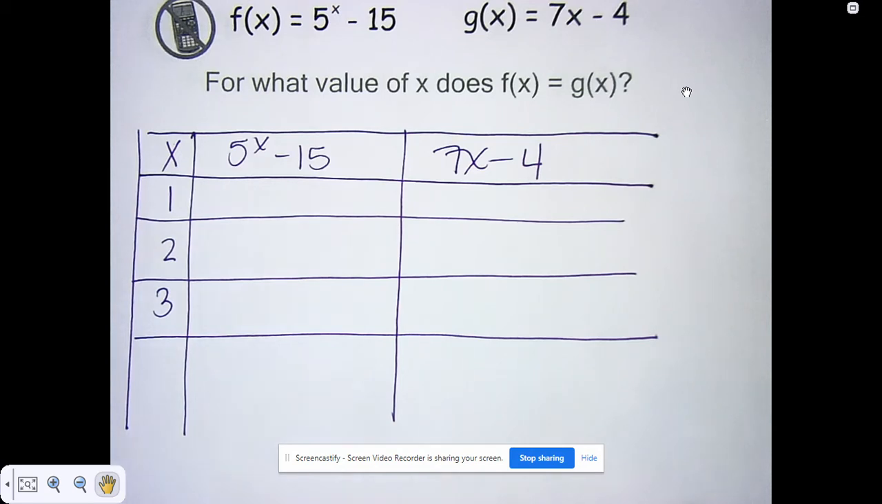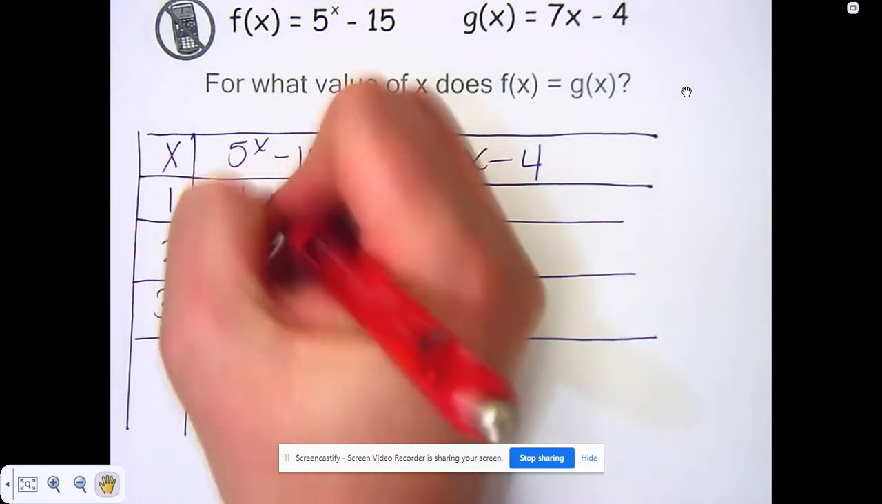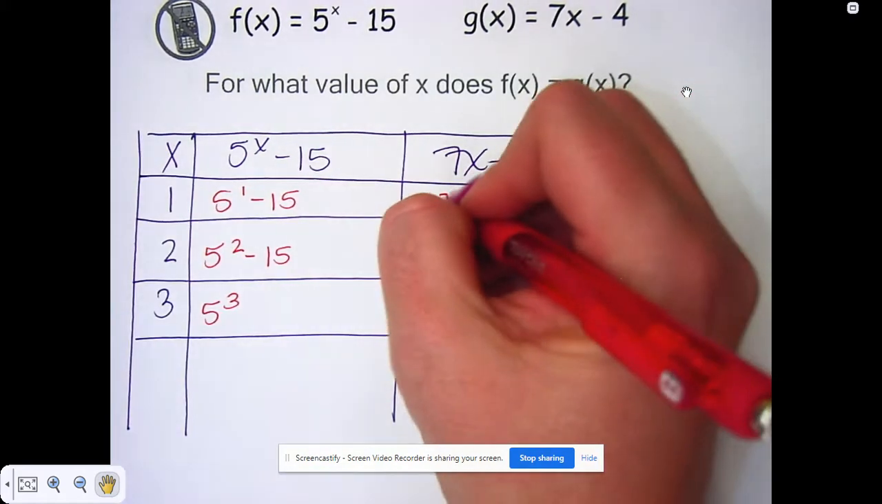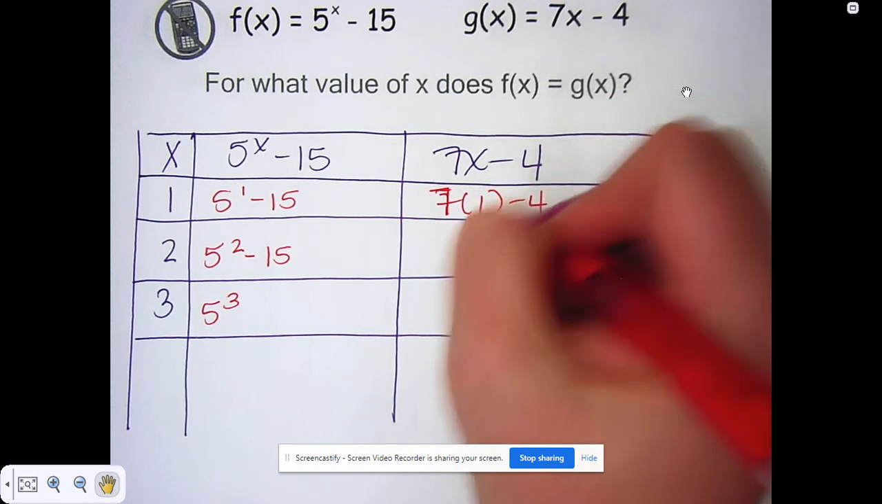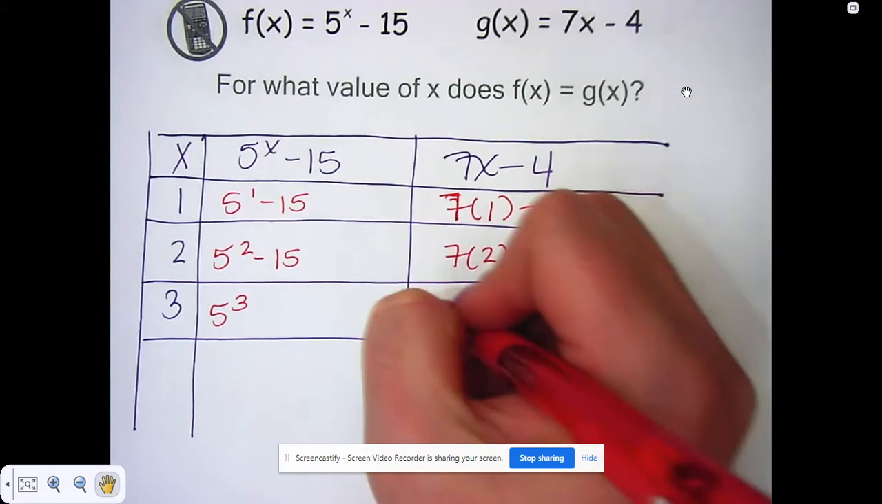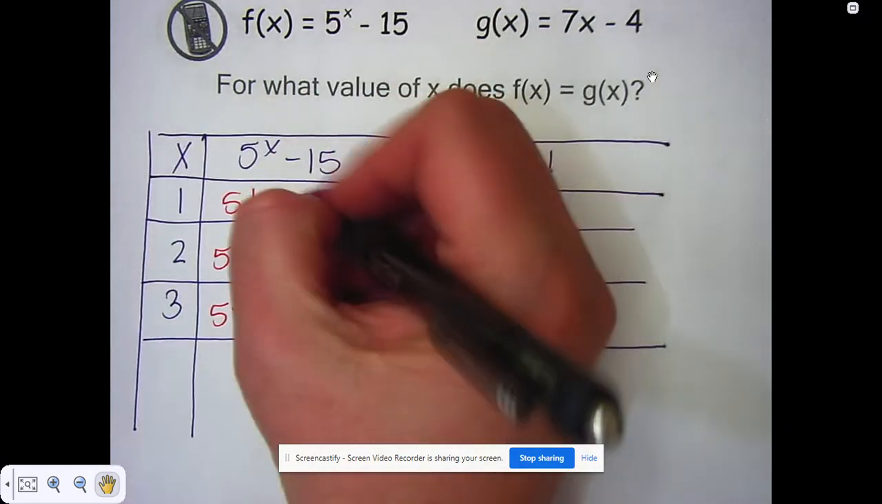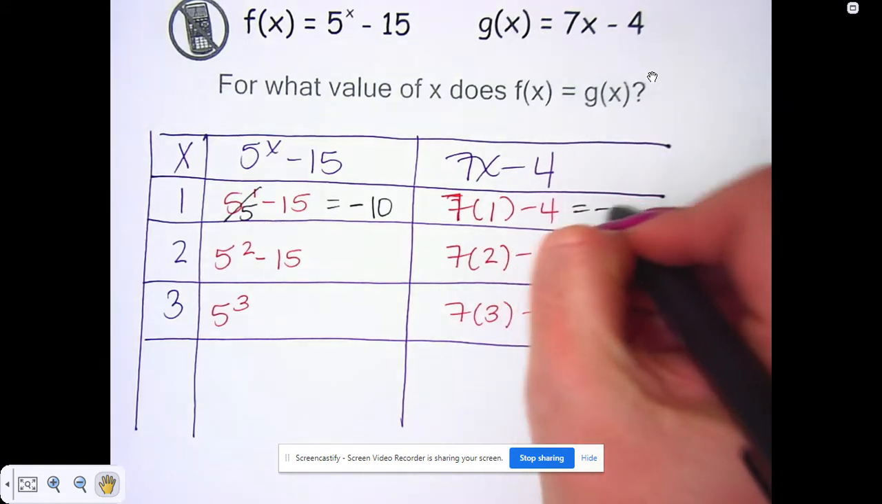Okay, so you're going to start again by plugging them in. So 5 to the first, 5 squared, 5 cubed. All right, and evaluating. So this is 5, 5 minus 15 is negative 10, and 7 minus 4 is negative 3.